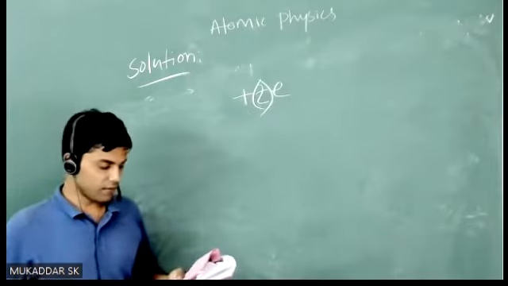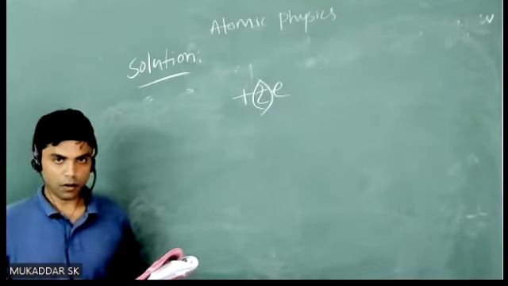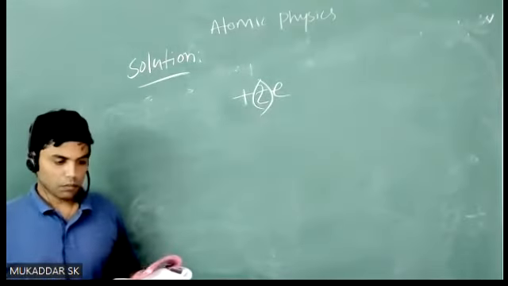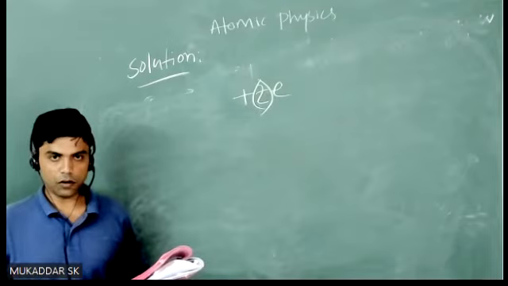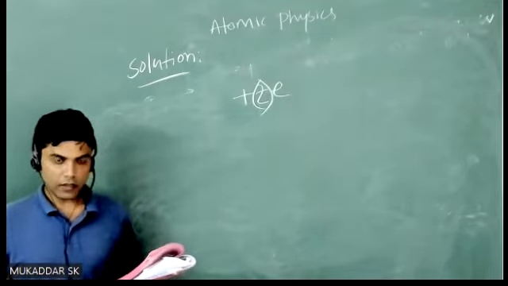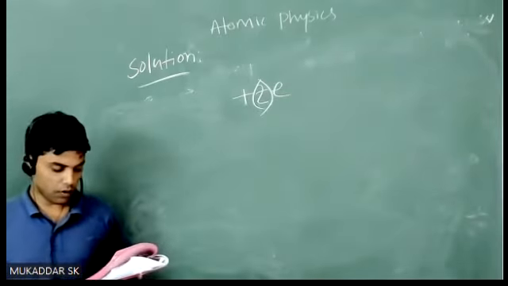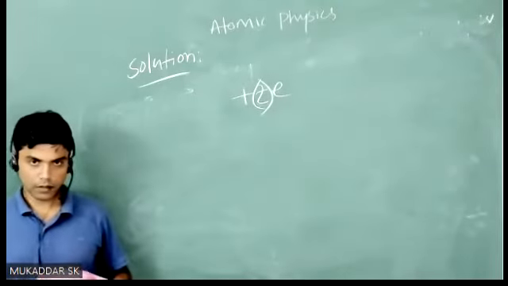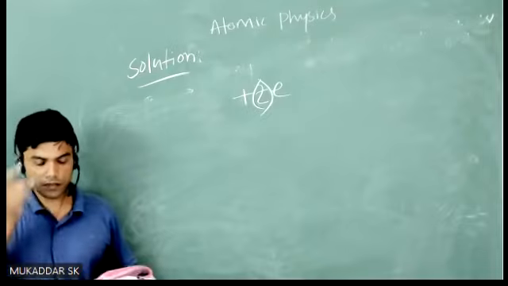Part B: calculate the energy that is required to excite the electron from the third Bohr orbit to the fourth Bohr orbit. Part C: calculate the wavelength of electromagnetic radiation that is required to remove the electron from the first Bohr orbit to infinity.